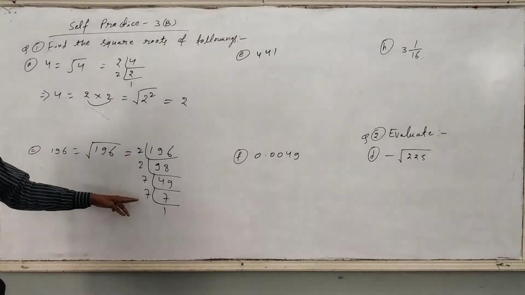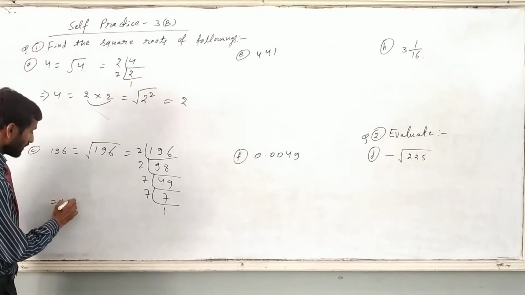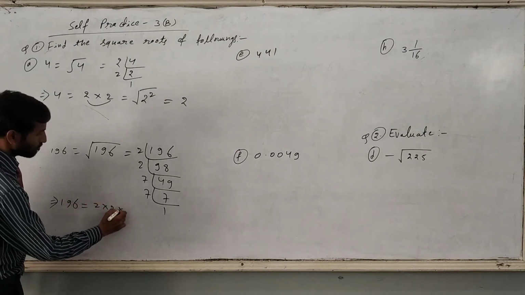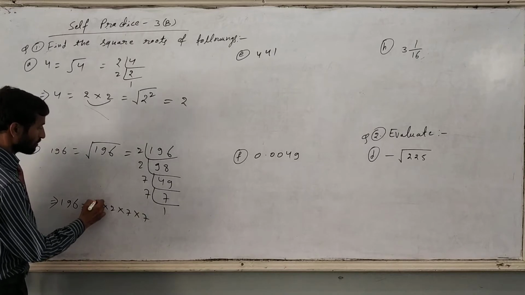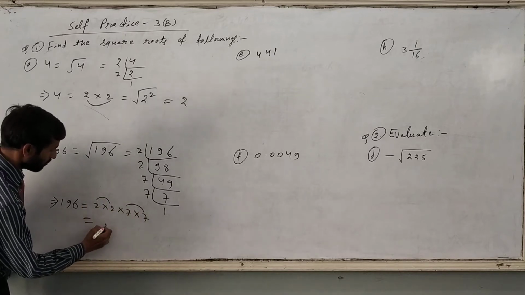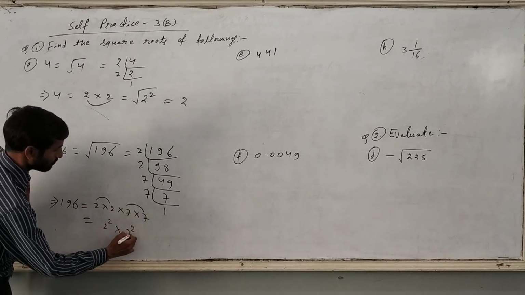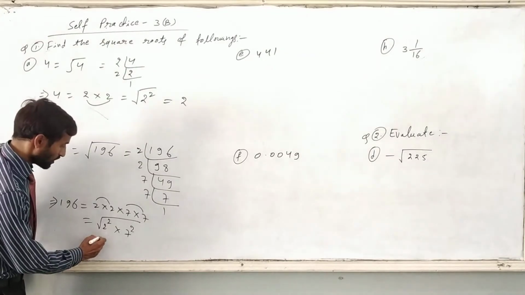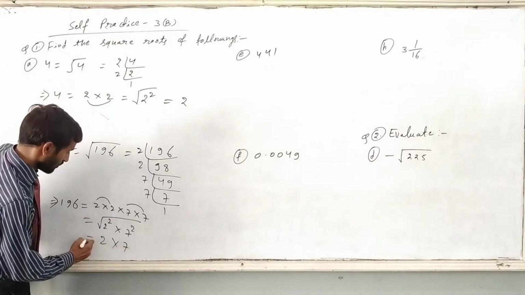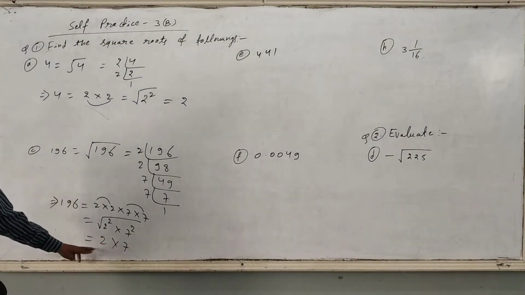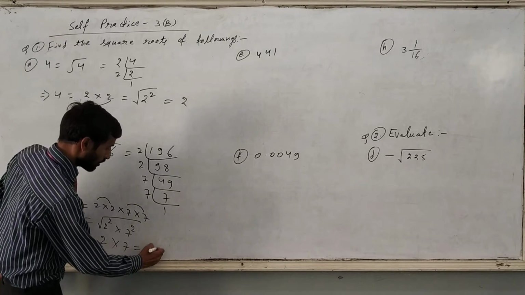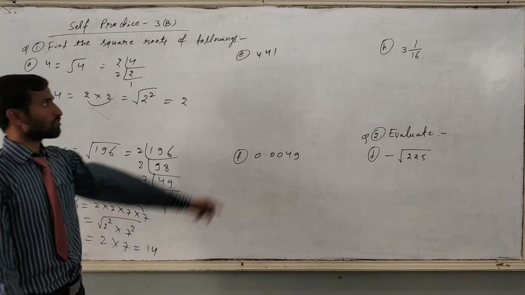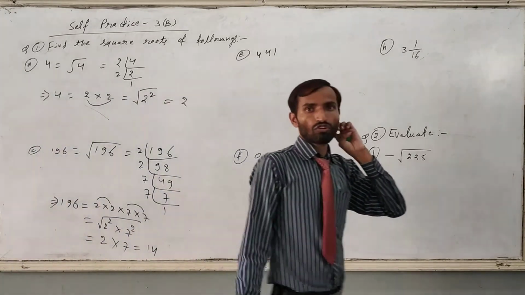Now we have to write it out and make pairs. 196 is equal to 2 into 2 into 7 into 7. Now make pairs, so write 2 power 2 and 7 power 2. Because each has a pair, one of each pair will come outside, which means 2 will come outside and 7 will come outside. Now find the product, 2 into 7, the product will be 14. So the square root of 196 is 14. This is the final answer. Like that you have to do the E part also, 441.